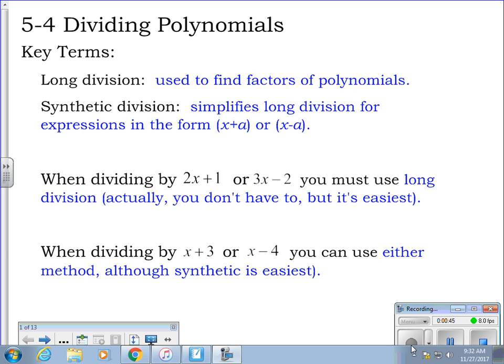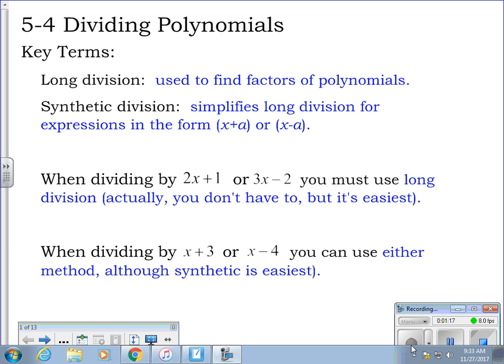Synthetic division is another way of doing long division. It's a slightly different method. It doesn't always work. You can't always use it. When dividing by 2x plus 1 or 3x minus 2, where you have something in front of the x, it's not just x by itself, you must use long division, although there is a note here which is true. You don't have to. You can use synthetic division, but it involves fractions, and it's not worth it.